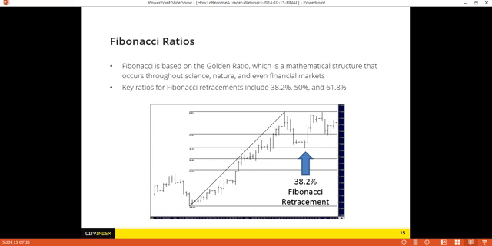Peter asks, how do you know which level it will continue? You don't. Great question, Peter. How do you know which level will continue? How do you know it's going to turn at 38.2%? How do you know it's going to turn at 50%? You don't. Therefore you have to look at the confluence.